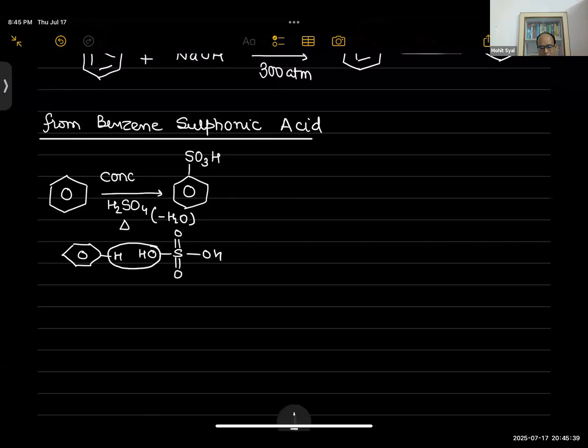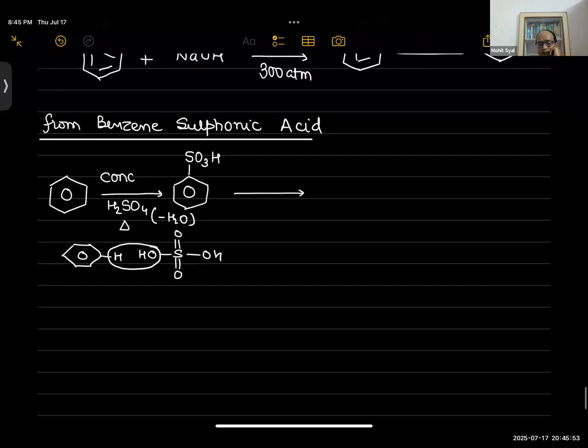Now, if you need to convert it into alcohol, what do you need to replace, and by what? Aisha, Marwa, tell me what we need to replace and by whom? So we need to replace the SO3H with OH. So react it with NaOH. Got it?